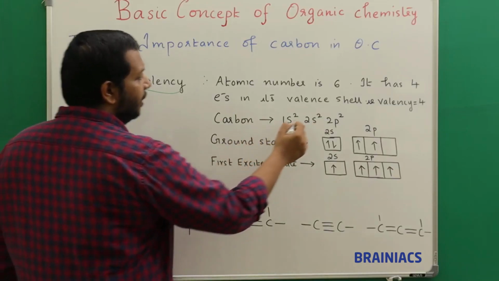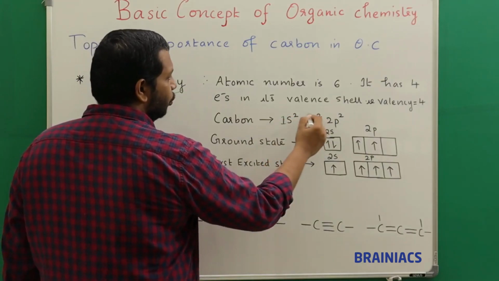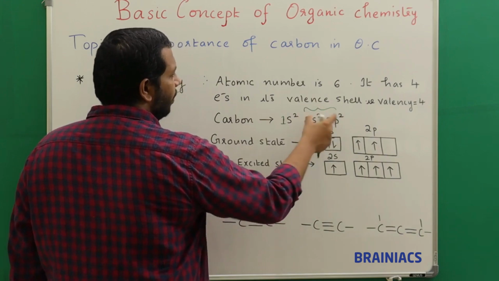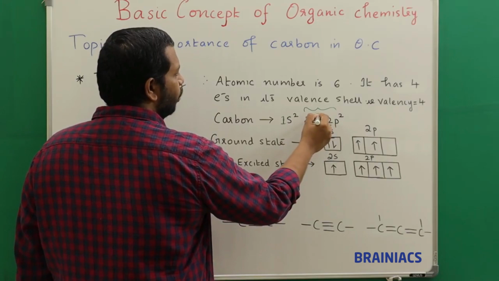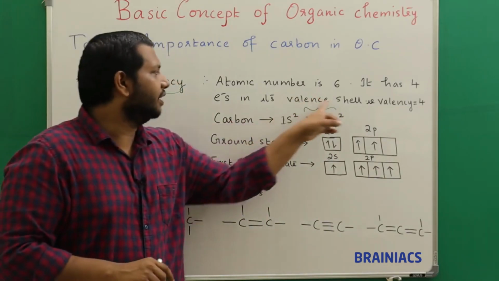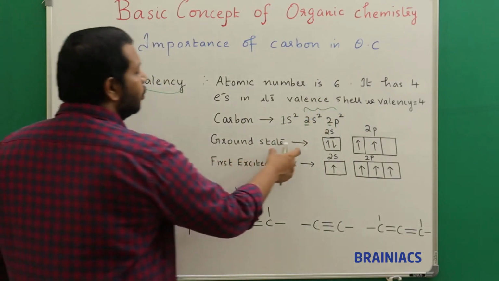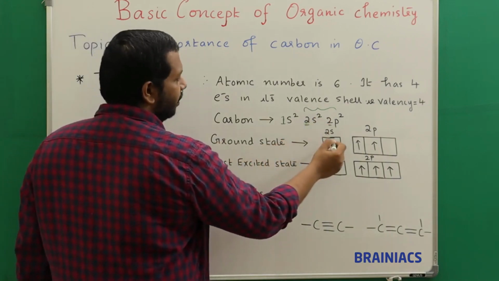Valence shell means the last number out of this. This is 1 and the next number is 2, so the last number is 2. How many electrons are there in shell 2? You can see 2 electrons here, 2 electrons here. So I can say 4 electrons are present in the valence shell.